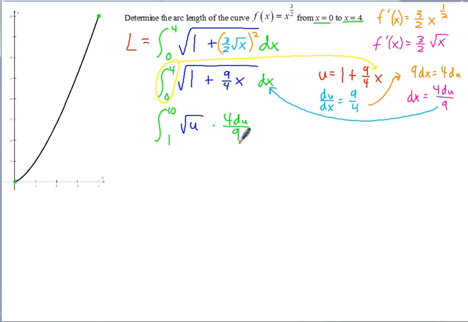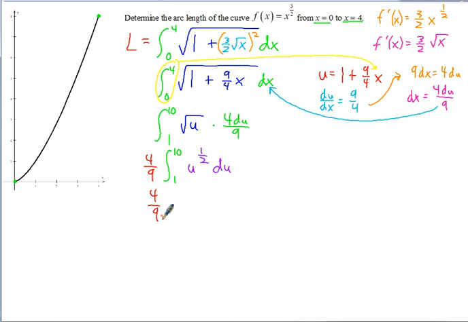And then to make the integral simple, we can pull out the constant of 4/9 on the outside. Integral from 1 to 10. And to make it easier to integrate, instead of the square root of u, write it in rational exponent form as u to the 1 half times du. So now we've turned it into a simpler integral, all in terms of u, that we can actually integrate.